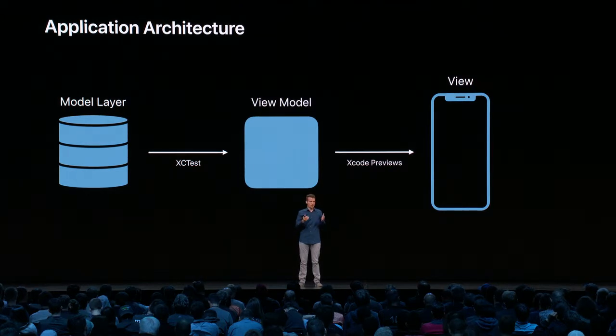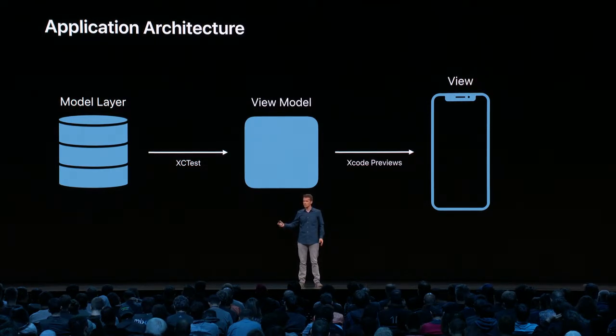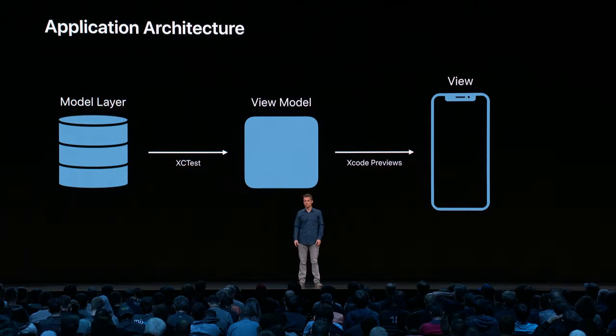Second, for each flavor of view model resulting in a different view layout, you add a preview. And you can verify just in the canvas that your views are displaying exactly the data your users want to see. Finally, you can use XCUI testing to validate the way that your application works in production.